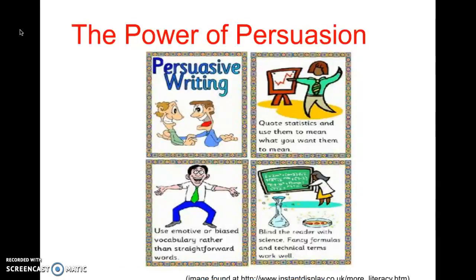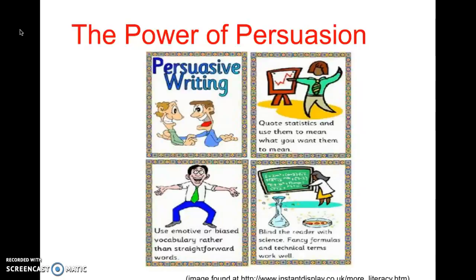So, persuasive writing has quite a bit of power attached to it. And some of the different things that you can do to really set forth your opinion is to quote statistics and use them to mean what you want them to mean. Sometimes statistics can be skewed or repositioned in a way that doesn't necessarily speak the truth, but can be persuasive.